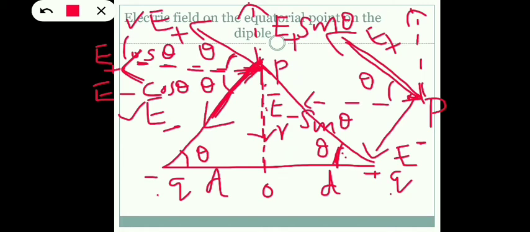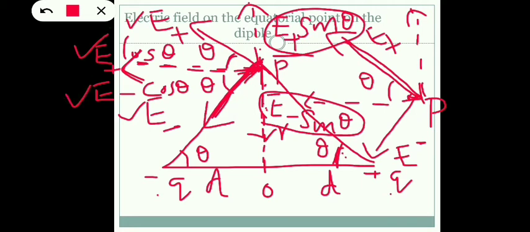So here E plus sine theta and E minus sine theta are two equal and opposite components, so they will cancel each other. And what is left here? Only the horizontal components. They will add up because both components act along the same direction. So the resultant electric field at the point P is obtained by adding the two horizontal components. What are the two horizontal components? E plus cos theta and E minus cos theta. So this will be the resultant electric field at the point P due to this dipole.